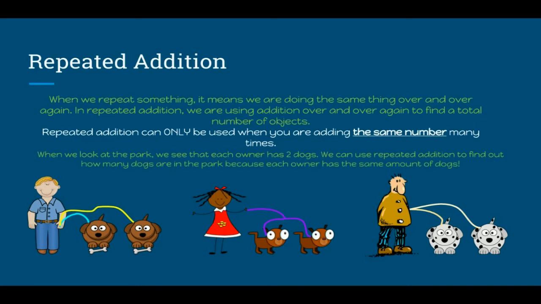When we look at the park, we see that each owner has 2 dogs. We can use repeated addition to find out how many dogs are in the park because each owner has the same amount of dogs. You'll notice that we put a number 2 underneath each dog walker. Mike has 2 dogs, the little girl has 2 dogs, and the man has 2 dogs. We can call this repeated addition because we're repeating the same number, 2, over and over again 3 times. In the end, we add them together and we get a total of 6 dogs.